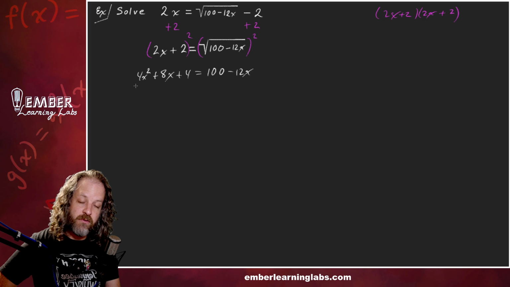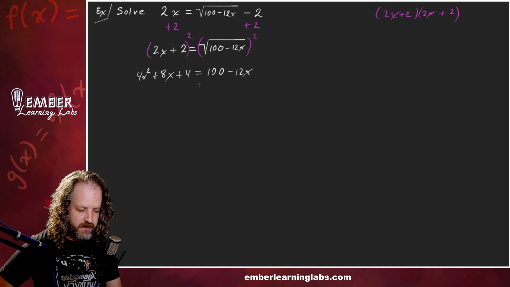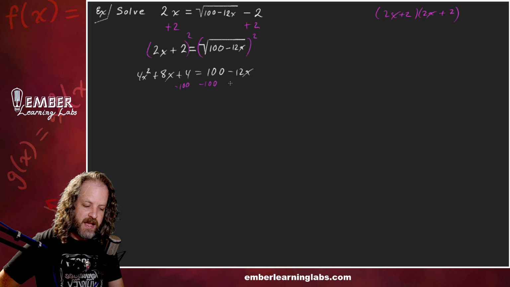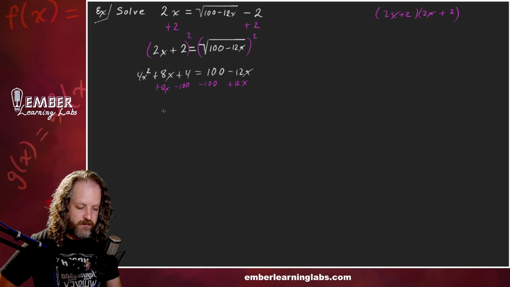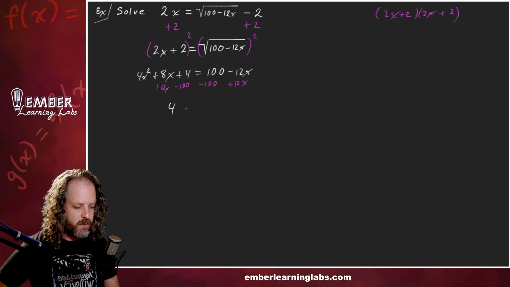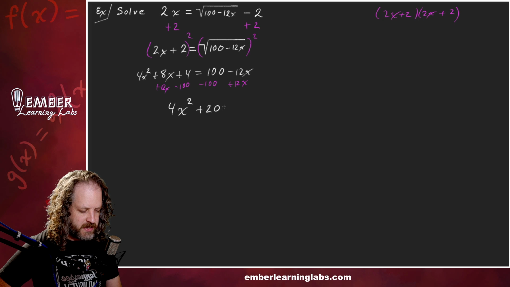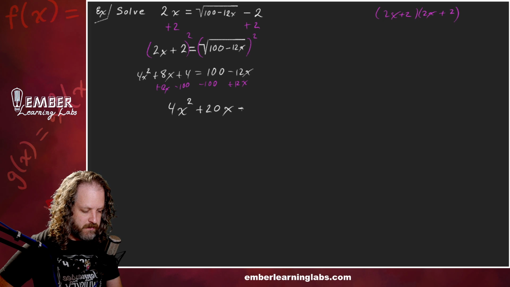Now we've got to move all of this over with their friends, so we can either use the quadratic formula or we can factor. If we're real lucky, it'll factor. So we're going to subtract 100 from both sides, add 12x to both sides. Now what do we have? So we've got 4x squared, 8 plus 12 is 20, so plus 20x. And then 100 minus 4 is minus 96, right?